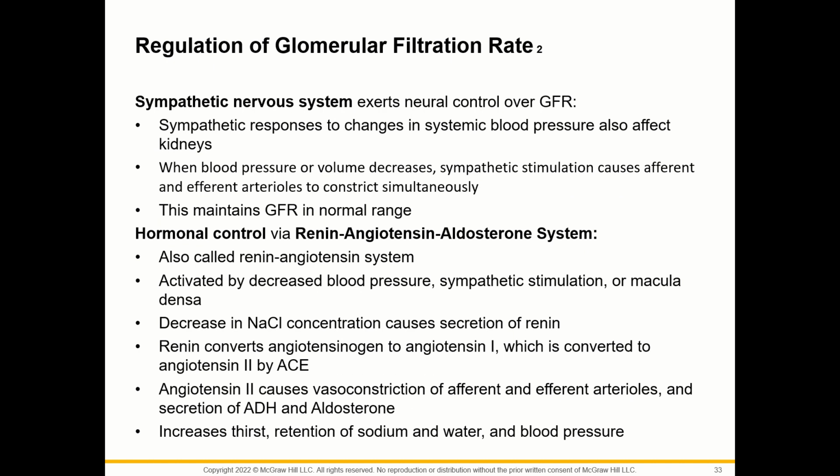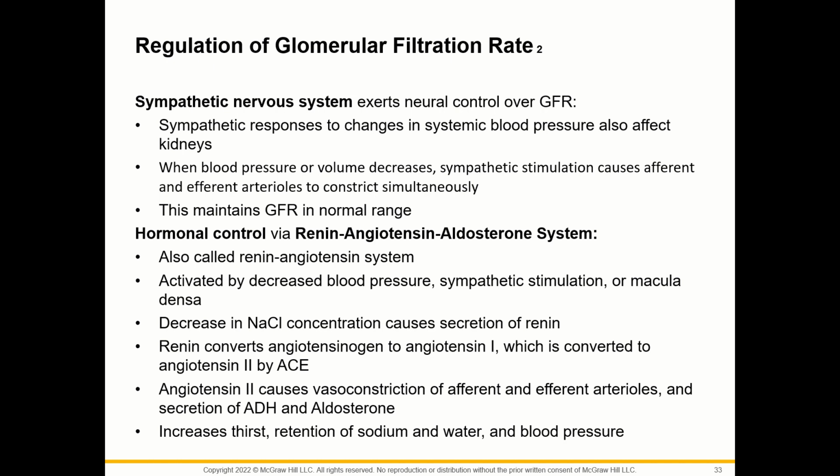The sympathetic nervous system exerts neural control over glomerular filtration rate. Sympathetic responses to change in systemic blood pressure also affect the kidneys. When blood pressure or volume decreases, sympathetic stimulation causes afferent and efferent arterioles to constrict simultaneously. This maintains the glomerular filtration rate in normal range.